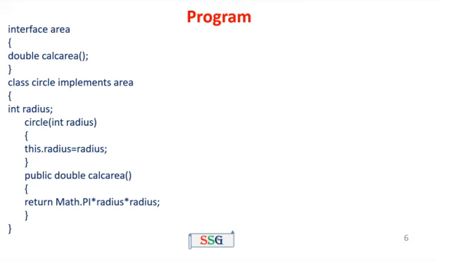Public double calculateArea, return Math.PI * radius * radius. That means, for example, circle area equal to pi r squared. So Math.PI means 3.14 times radius times radius. Already I told you that in an interface all the variables and the methods are public by default. So that's why I'm putting public double calculateArea here. Here the class Circle implements the code for the interface Area.